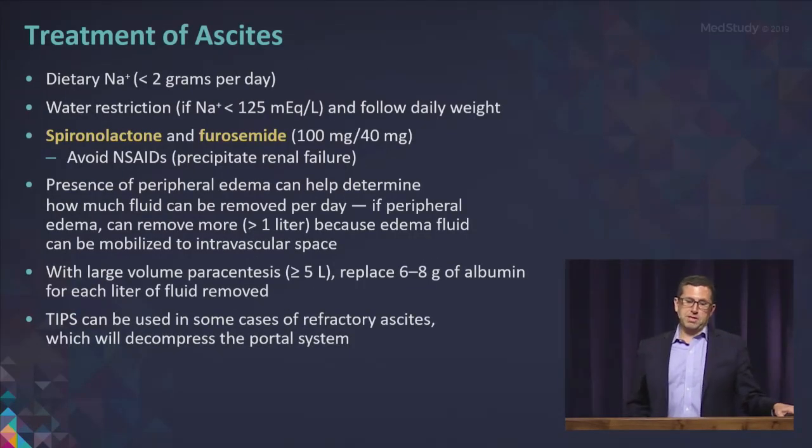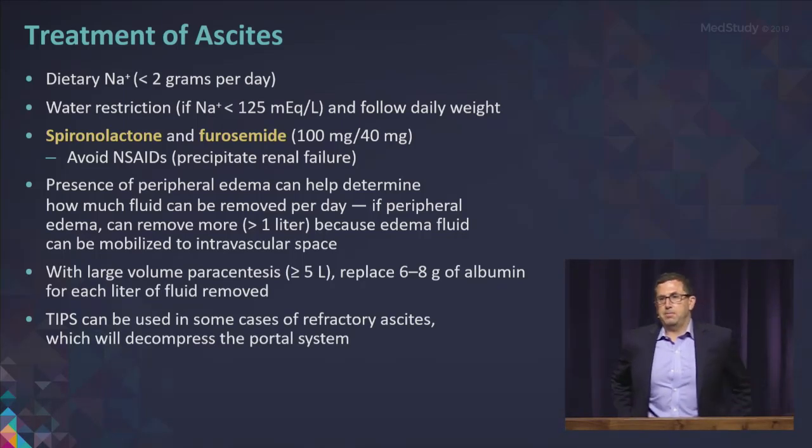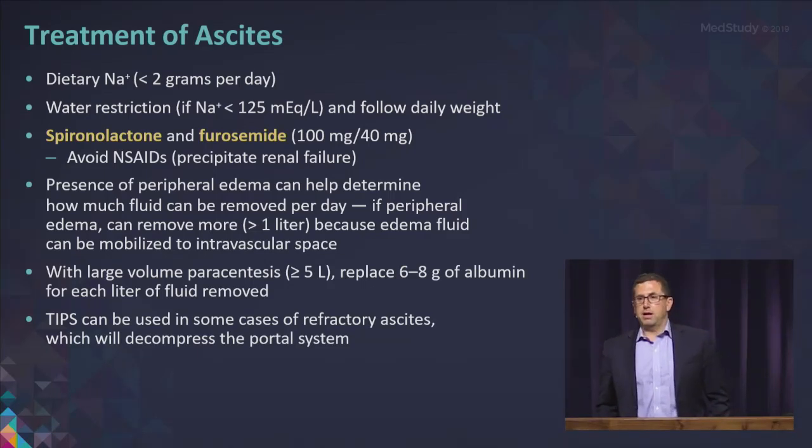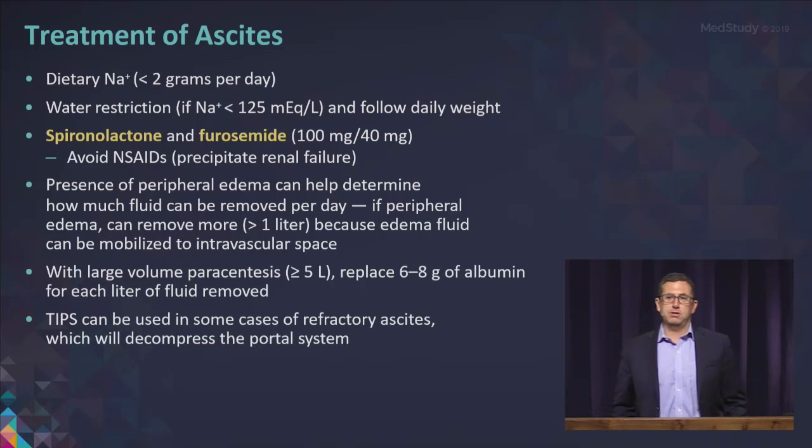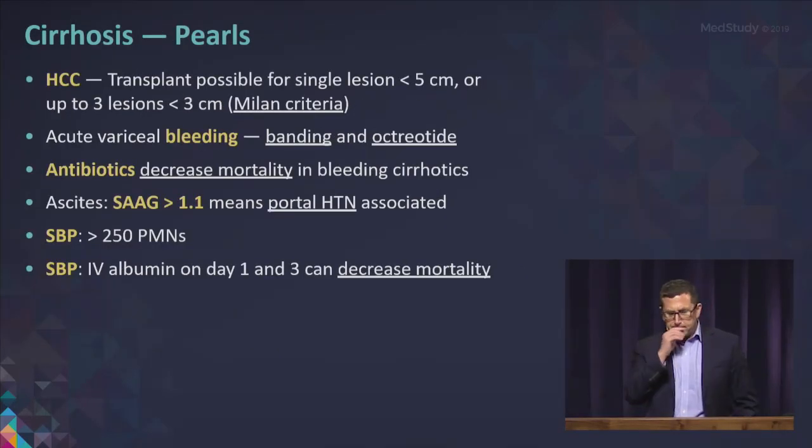Okay. Treatment of ascites, one of the key things you want to do is dietary sodium restriction and water restriction. And then patients are often treated with spironolactone and furosemide. The absence of peripheral edema would be a risk factor. If there's no peripheral edema, you may be more likely to trigger renal failure if you over-diurese patients. When you do large volume paracentesis, you generally want to replace albumin. And TIPS could sometimes be used in the case of refractory ascites.